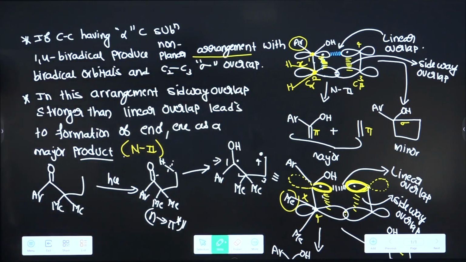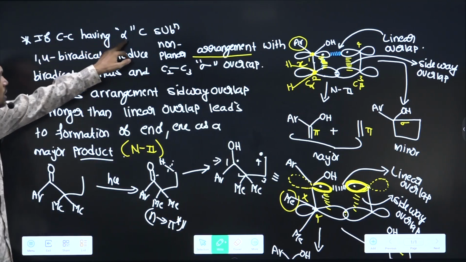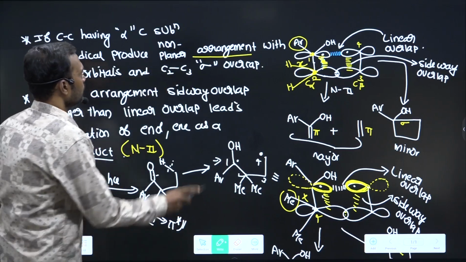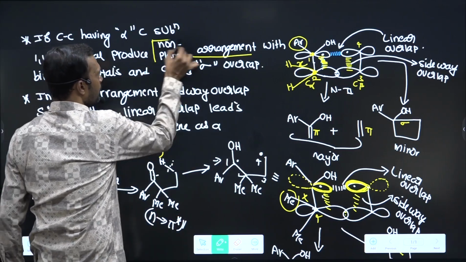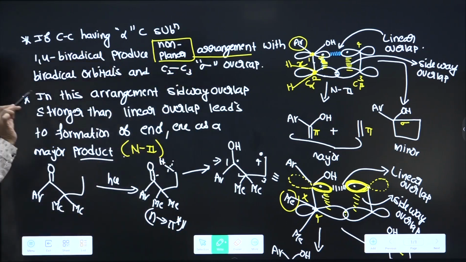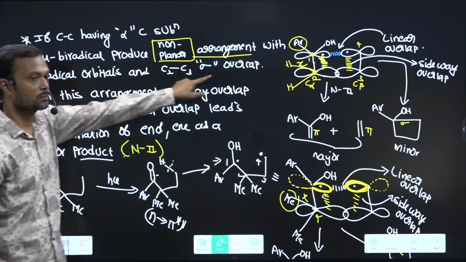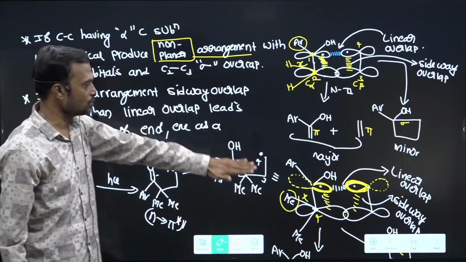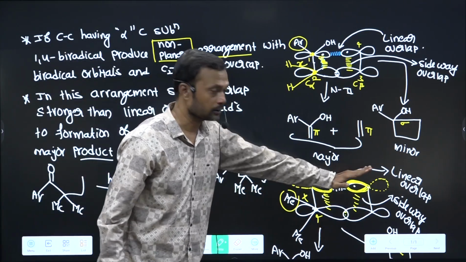The statement remains the same, the only difference is having alpha carbon substitutions. If carbonyl compounds have alpha carbon substitutions, this biradical will produce a non-planar arrangement. This is a key point. In the last case, it was a planar arrangement. Right now, there is a non-planar arrangement between these orbitals and these orbitals. This is horizontal, this is a little vertical.